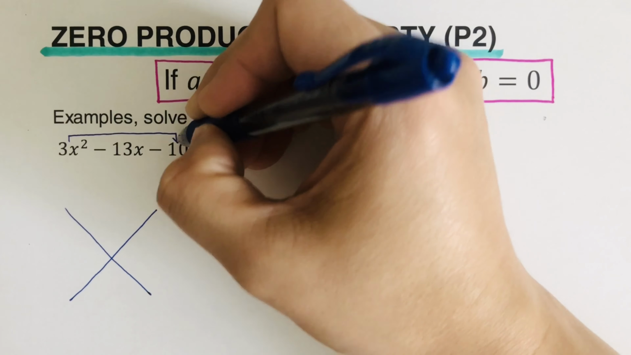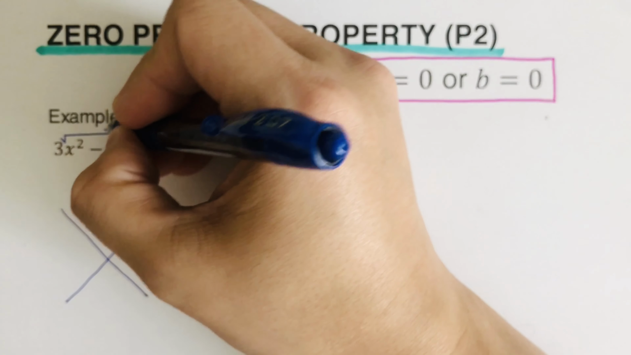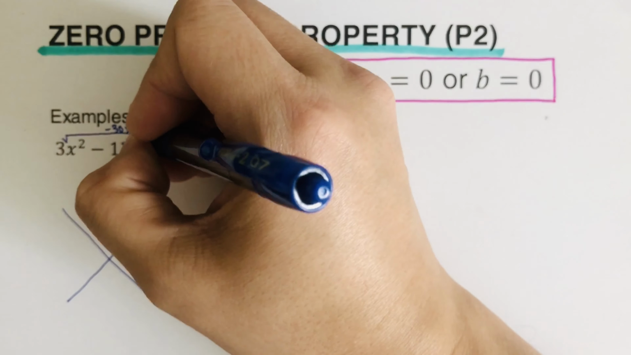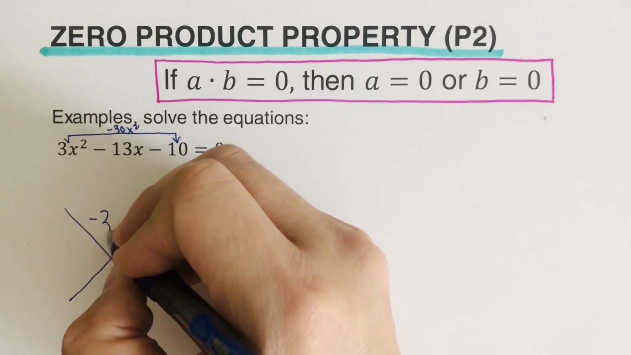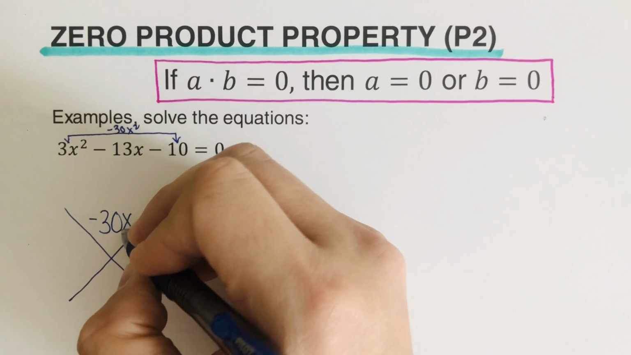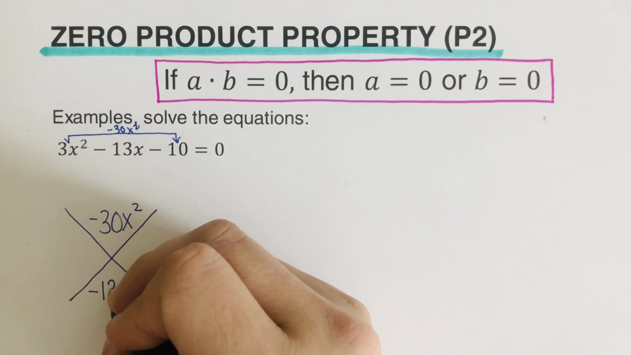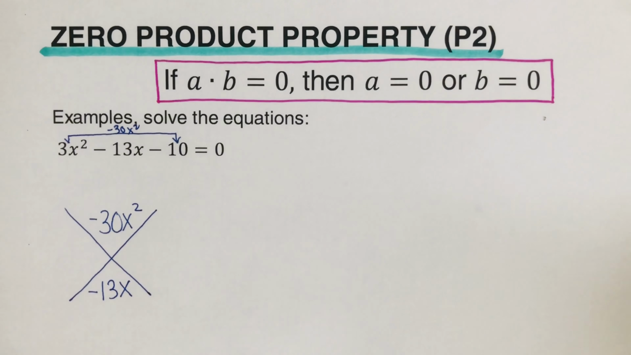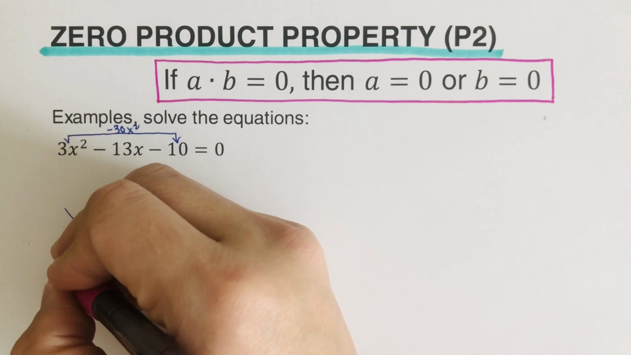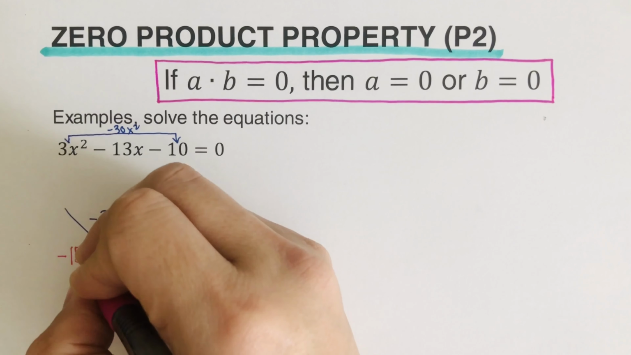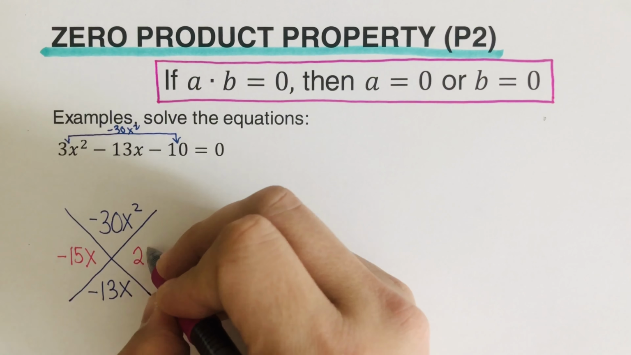This is negative 30x squared. That's the one that we write on top of the diamond. So negative 30x squared. The one in the middle will go to the bottom. That's negative 13x. And we are going to find the factors. So the factors for this would be negative 15x and then positive 2x.